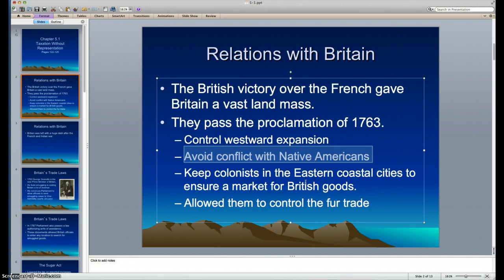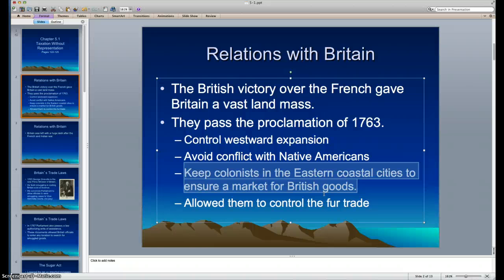They do this because they're tired of sending troops and spending money out in the West to protect settlers who they feel shouldn't be there in the first place. The next thing they want to do is keep colonists on the eastern coast. The reason is that they want to create a market for British goods. What I basically mean is they want to make sure they have customers. If they keep people on the eastern coast, they guarantee people to sell to.